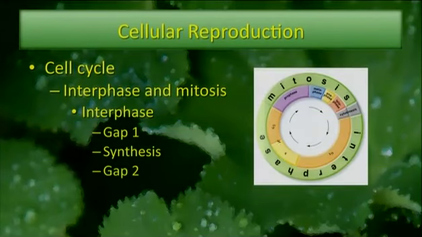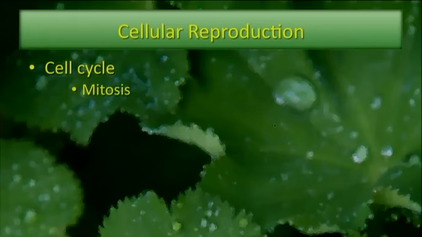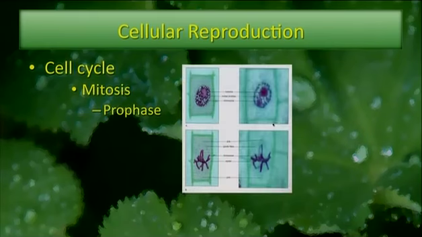Now during the G2 phase or the gap 2 phase, the organelles replicate and the microtubules are readied to form the spindle, and the chromosomes start to condense, okay? Now mitosis is actually nuclear division, all right? So we have prophase, and in prophase you have the chromatin condensing and coiling to form chromosomes.